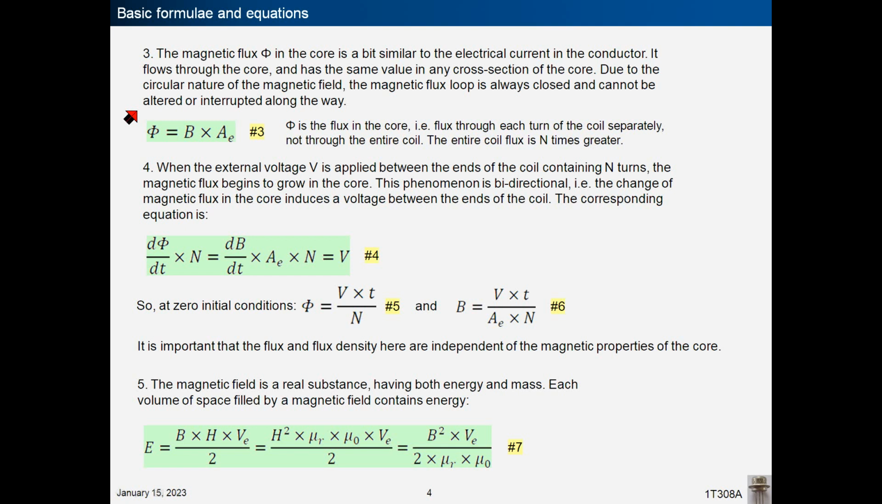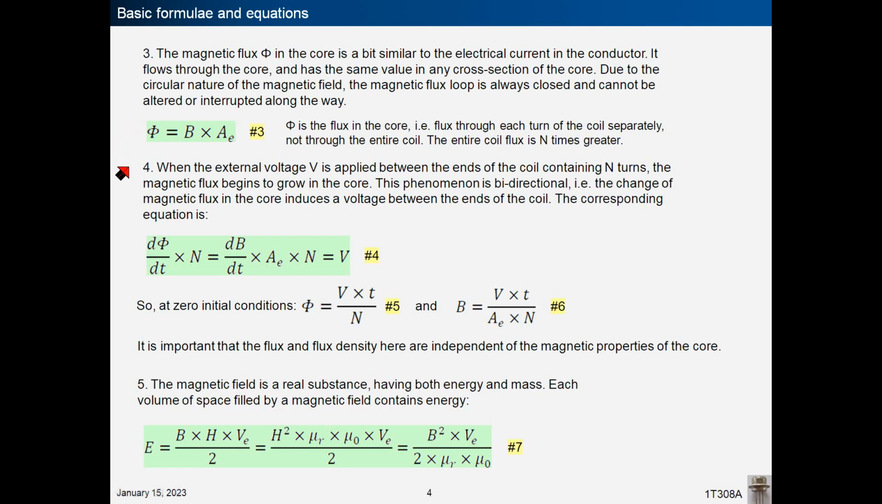Basic formulae and equations. The magnetic flux phi in the core is a bit similar to the electrical current in the conductor. It flows through the core and has the same value in any cross-section of the core. Due to the circular nature of the magnetic field, the magnetic flux loop is always closed and cannot be altered or interrupted along the way. Phi is the flux in the core, that is, flux through each turn of the coil separately, not through the entire coil. The entire coil flux is N times greater.